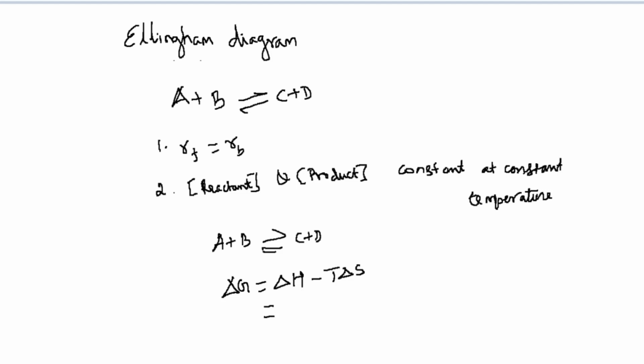Now, an equilibrium reaction takes place at constant temperature. At constant temperature, what is the change in enthalpy? 0. At constant temperature, we have learned that in thermodynamics, the enthalpy change is 0. And from the second law of thermodynamics, we have also seen that for a reversible or equilibrium process, entropy change is also 0. So what is the free energy change? 0. So for an equilibrium reaction, free energy change is 0.